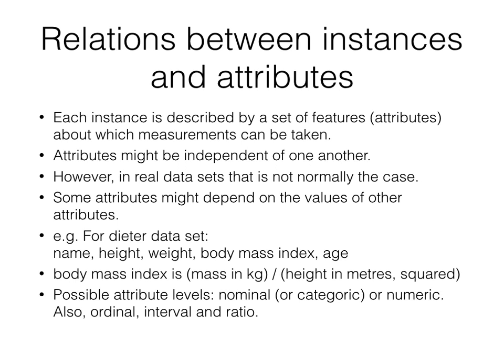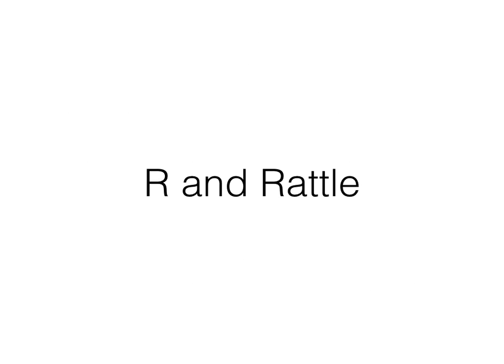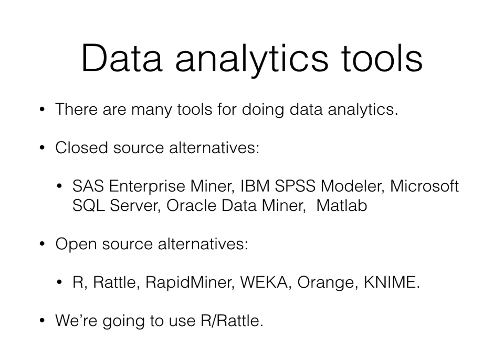Let's look at a couple of tools now. The first one is R and Rattle. So data analytics tools in general, there's many of them. And they break into two kinds. There's closed source tools. So there's things like SAS Enterprise Miner, which we're probably going to use a little bit later in the semester when we talk about decision trees. There's IBM SPSS Modeler, there's Microsoft SQL Server, Oracle, and MATLAB. So these are the proprietary pieces of software that are put out by these different companies, SAS, IBM, Microsoft, Oracle, and MathWorks. So there's open source alternatives to do all of these kinds of things.